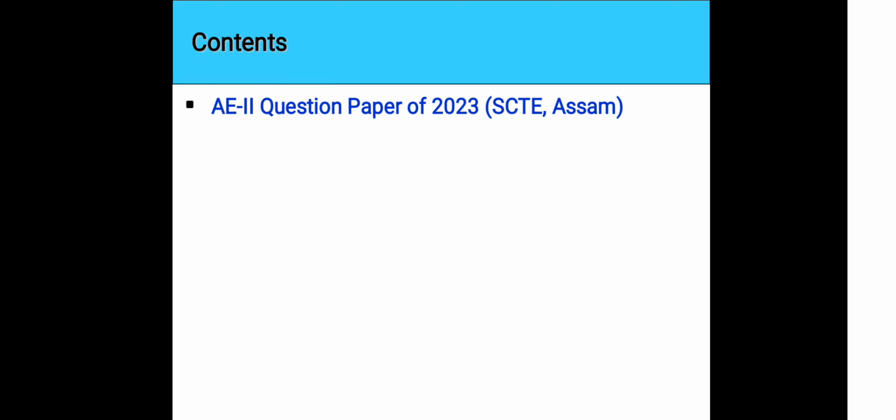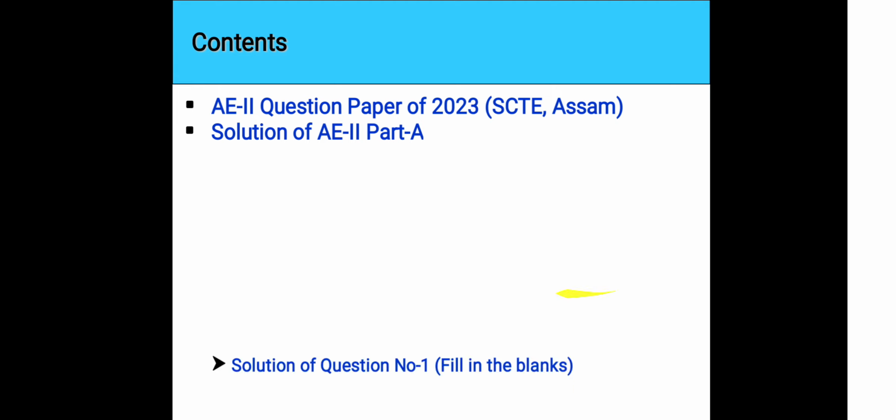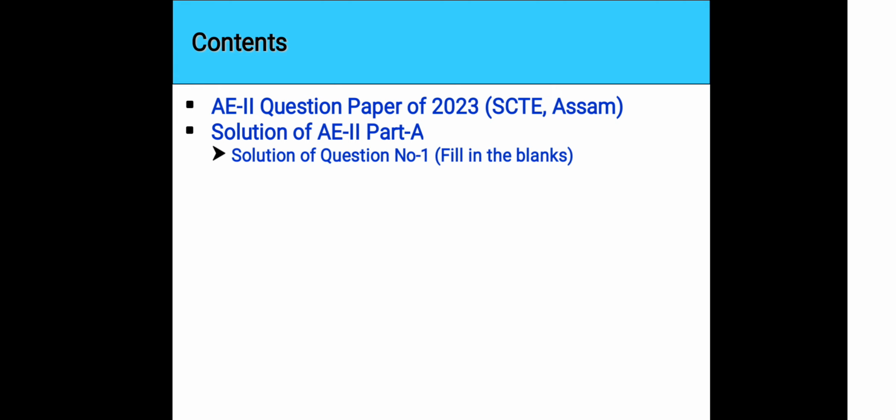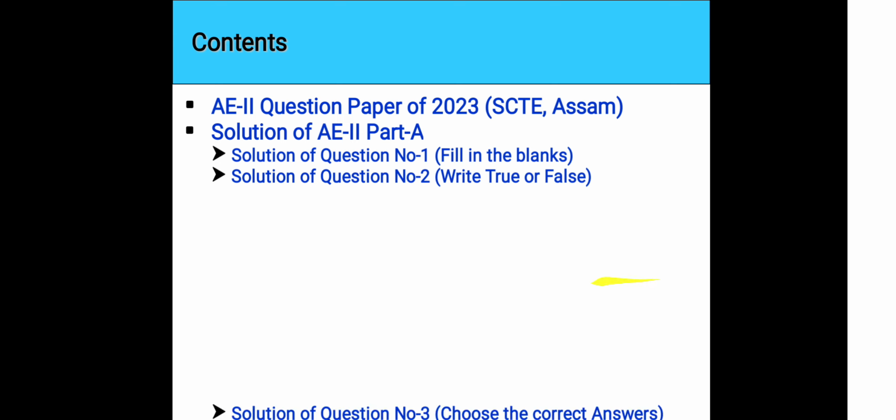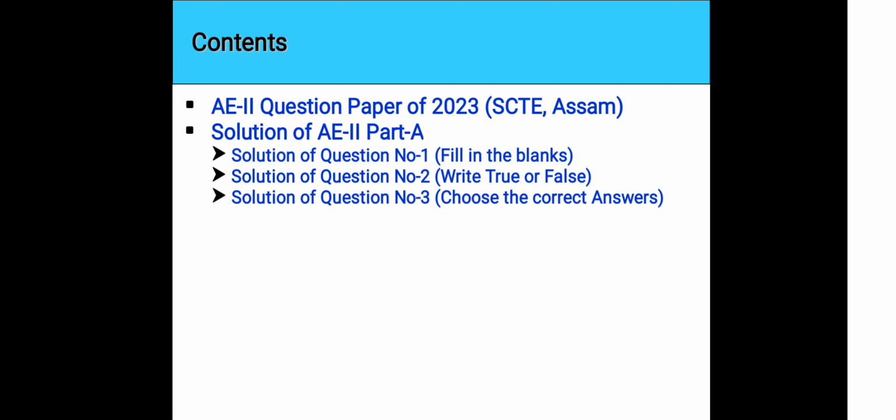The contents of today's video are the Analog Electronics 2 question paper for the year 2023. We will discuss Part A. In Part A there are 3 questions. Question number 1, fill in the blanks. Question number 2, true or false. Question number 3, choose the correct answers. These 3 parts of the questions will be discussed in today's video.